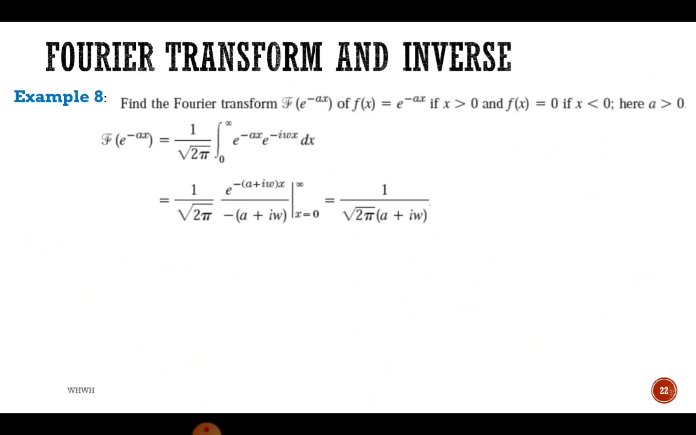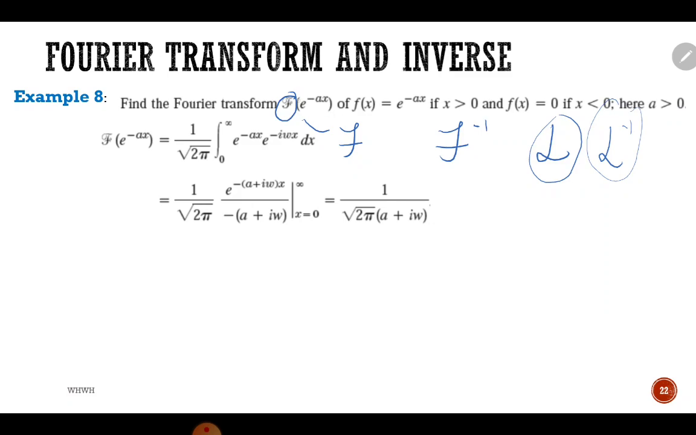Example 8. In this example, find the Fourier transform of, okay, this is the notation for the Fourier transform. This is to find the Fourier transform. This one is to find the inverse of the Fourier transform. What about Laplace? Laplace looks like this. Okay, this is to find the Laplace, this is the Laplace transform, right?